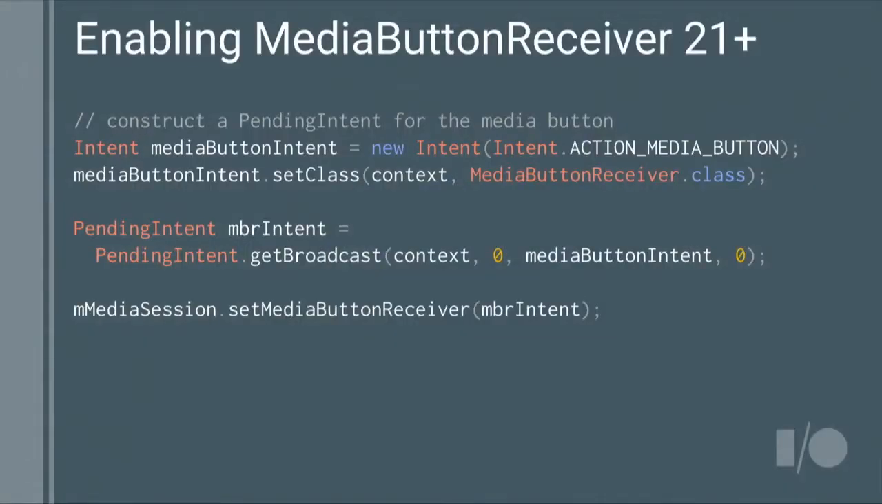Now, it's actually more code to enable it on API 21 plus. So the 23 versions of the support library actually did this for you. But as of the 24 versions of the support library, the Android N versions, you'll have to do this manually if you want to do it. It's pretty straightforward. You create a pending intent to your action media button receiver. Then you call set media button receiver, fancy enough, right?